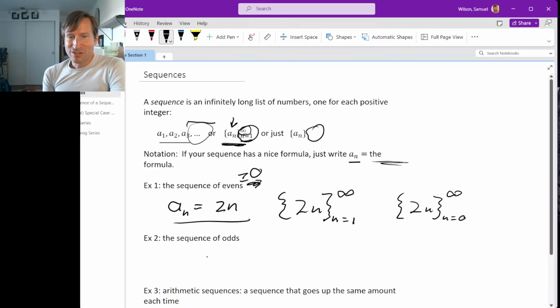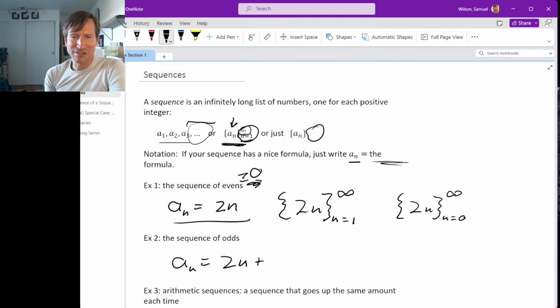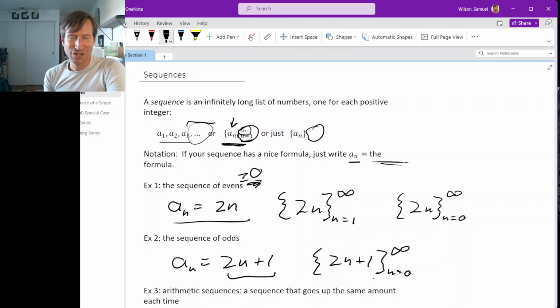For another example, let's look at the sequence of odds. The odds are just one more than the evens, so we could write 2n plus 1. This is guaranteed to be an odd number. In this case, you would definitely want to start at n equals 0, so that the first term in this sequence is 1. If you started at n equals 1, the first thing you got from this computation would be 3, and probably you meant to include 1.